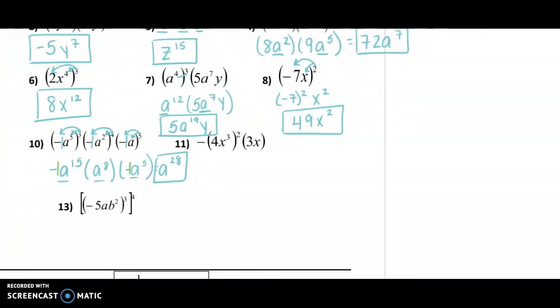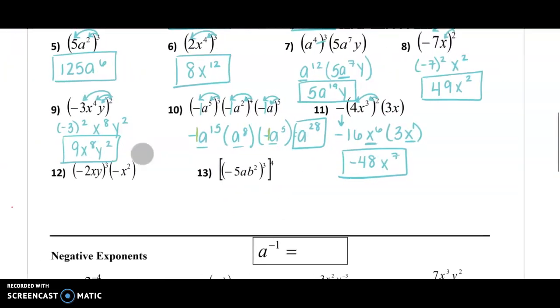Number 11, that negative's out front, so we keep it out front. That squared goes to the 4 and to the x to the 3rd, so negative, and then it's going to be 4 squared is 16, x to the 3rd to the 2nd is x to the 6th times 3x. Negative 16 times 3 is negative 48. That's like an x to the 1st over here, so x to the 6th times x to the 1st. Add the exponents, gives us x to the 7th.